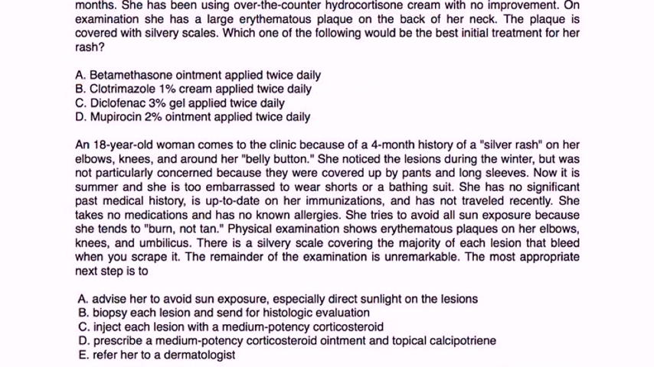And finally, an 18-year-old woman comes to the clinic because of a 4-month history of silver rash on her elbows, knees, and around her belly button. She noticed the lesions during the winter, but was not particularly concerned because they were covered up by pants and long sleeves. Now it is summer, and she's too embarrassed to wear shorts or bathing suits. She has no significant past medical history, is up to date on her immunizations, and has not traveled. She takes no meds, has no allergies, and tries to avoid all sun exposure because she tends to burn and not tan.